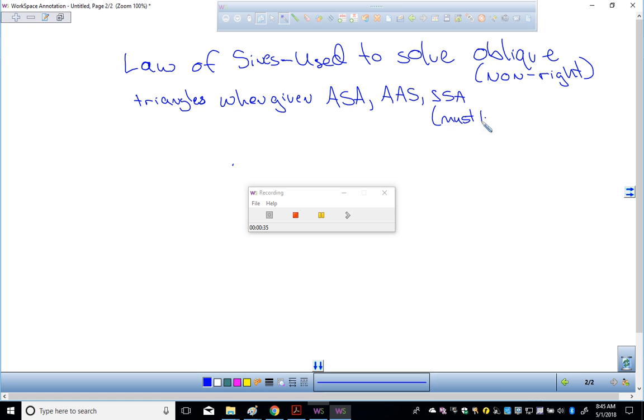You must know it's an acute triangle, meaning there are no obtuse angles. You can use the law of sines with side, side, angle if it's not acute, but that's called the ambiguous case, which you don't deal with until you get to a higher course.